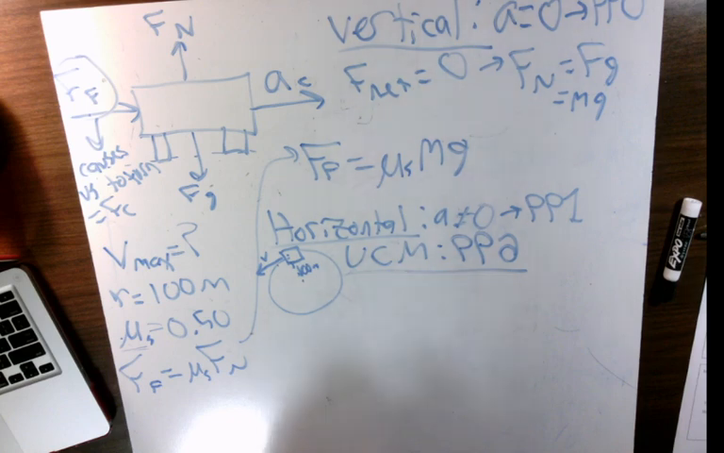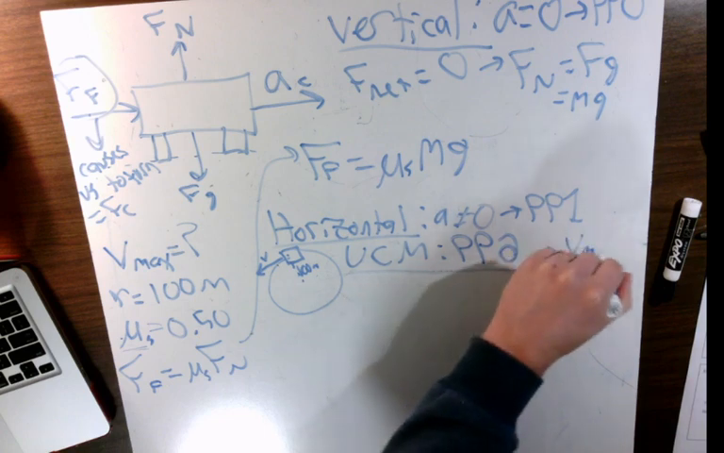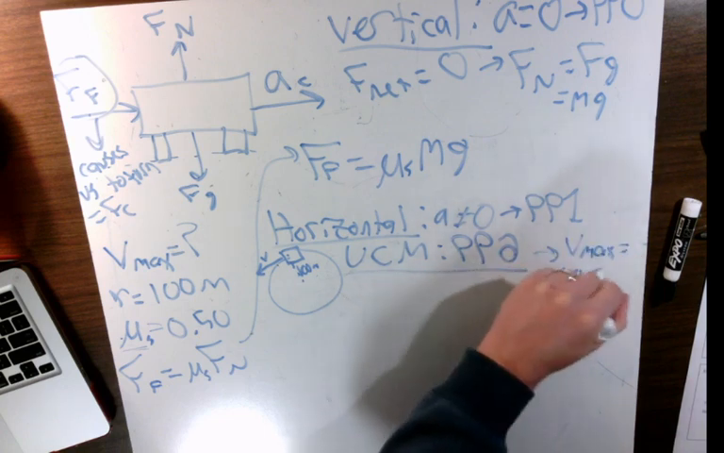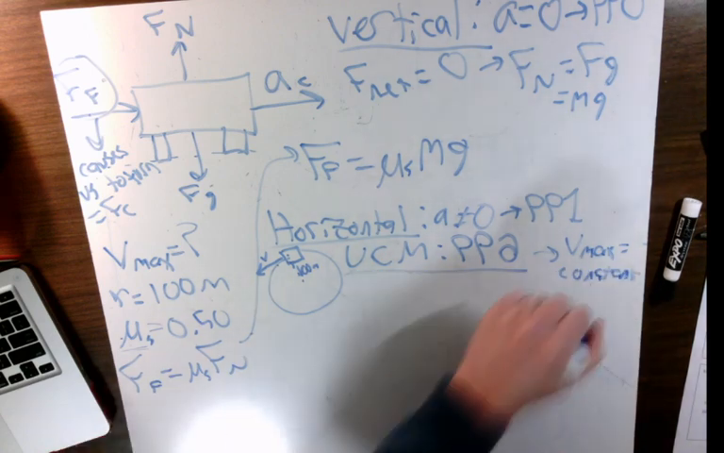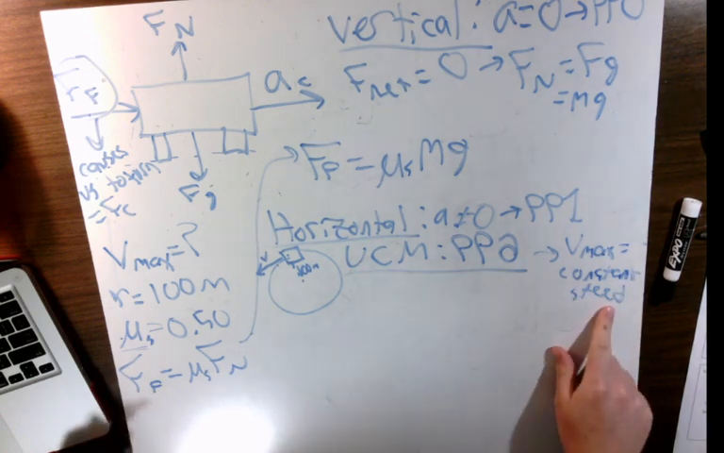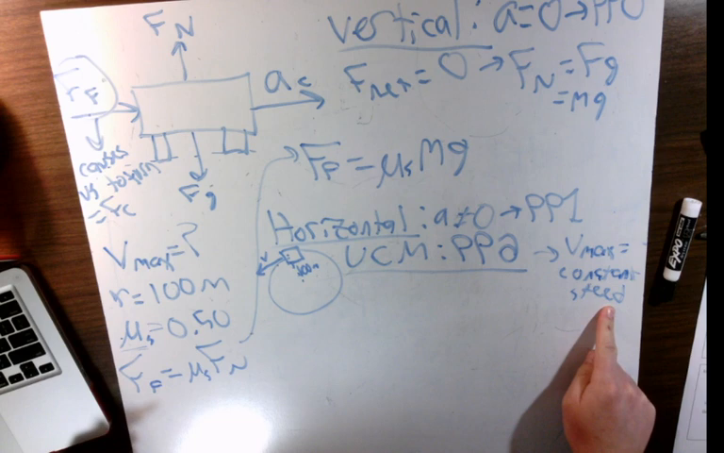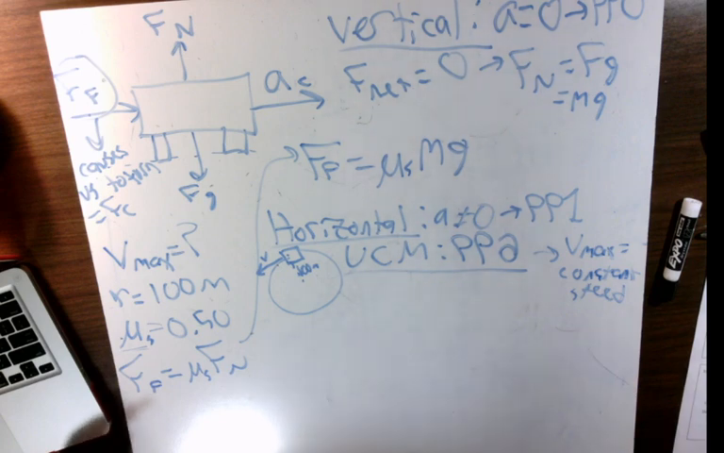So using principle of physics 2, assuming at our max speed we're going a constant speed, right? Vmax equals constant speed, or constant magnitude of our speed. We're only changing direction. So our speed is constant, right? Because if we could go any faster, we wouldn't be at max. If we're going any slower, we're no longer at max. So Vmax must be at that constant speed.